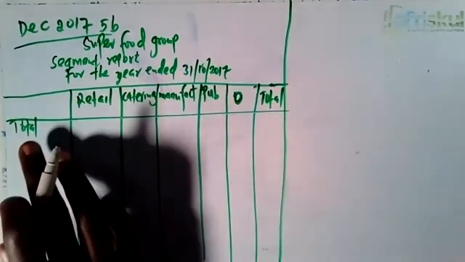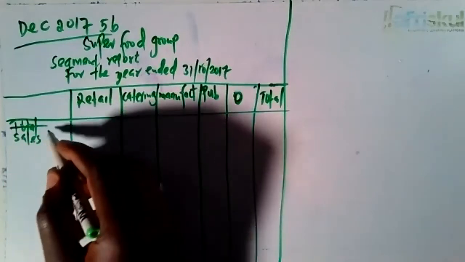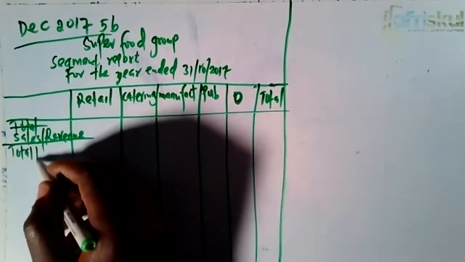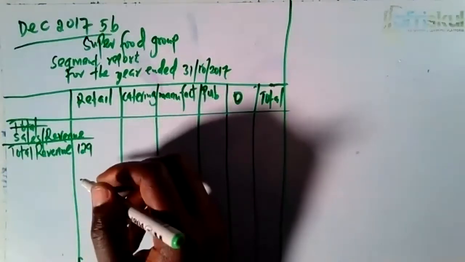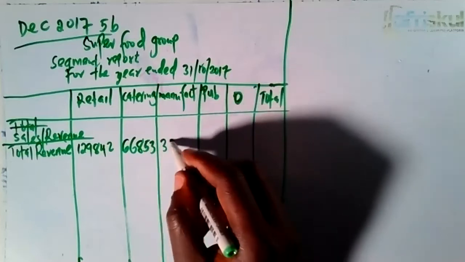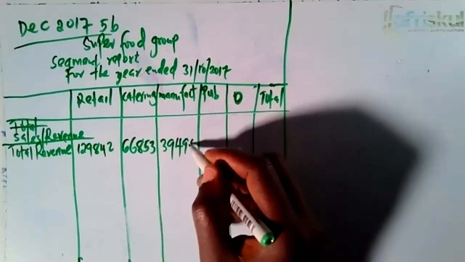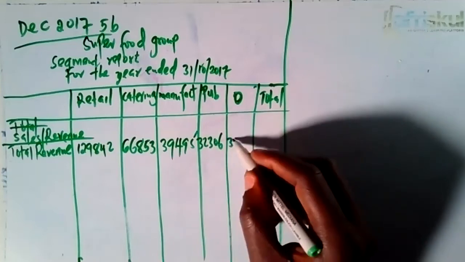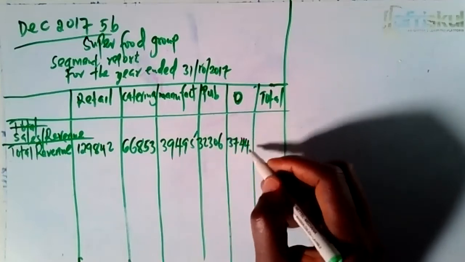So we start from sales or revenue, that is total revenue. The total revenue figures we have are 129,842, 66,853, 39,495, 32,306, and 37,447.